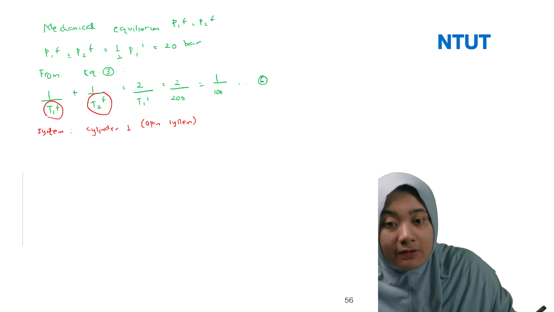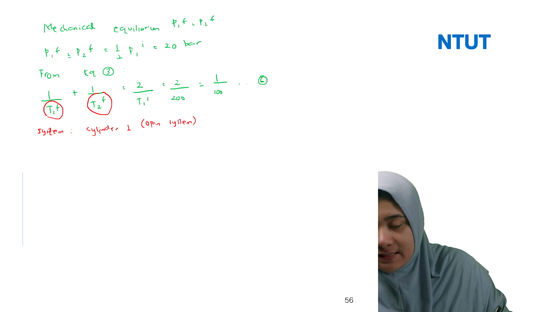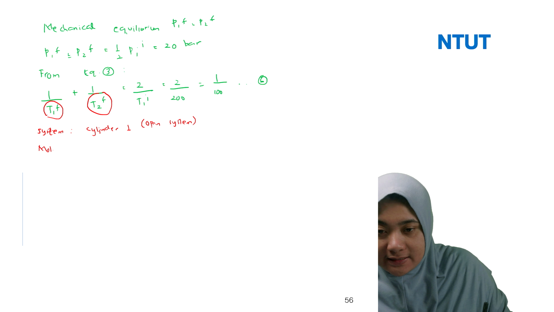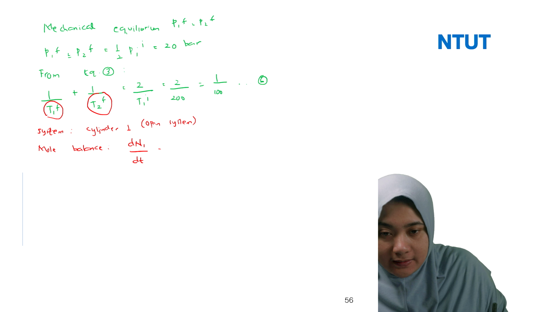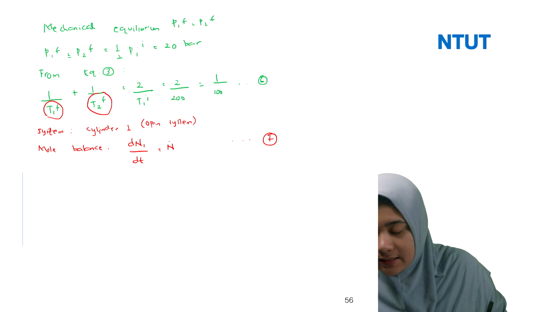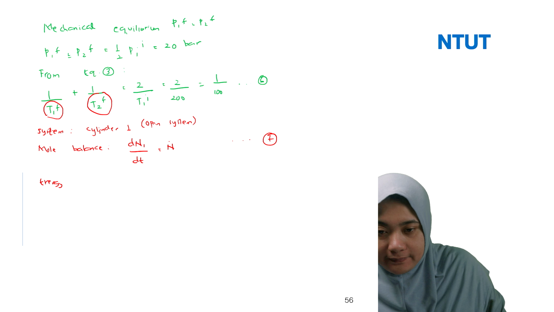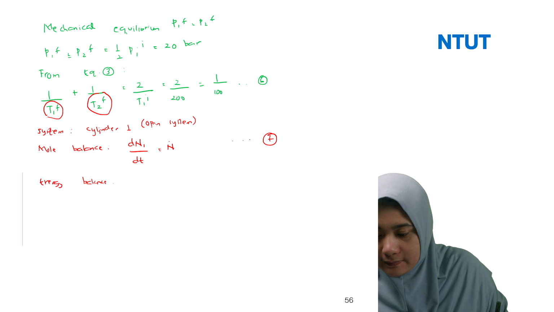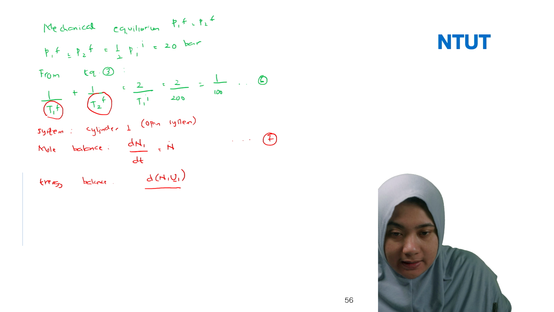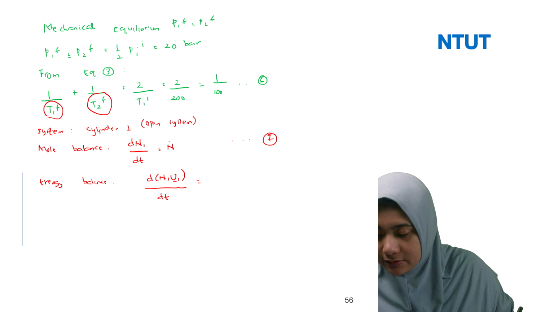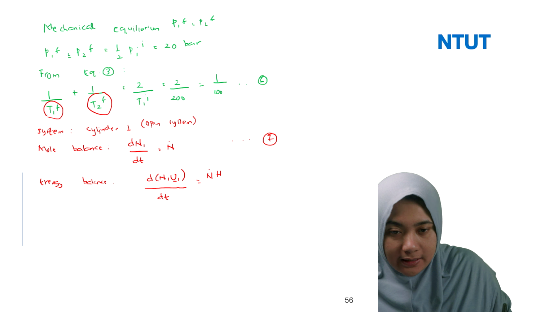because the gas goes out from cylinder 1. So we can take it as an open system and solve the mole balance the same way: dN1 divided by dt equal to N dot. This is equation 7. And then the energy balance the same: d(N1 U1) divided by dt equal to N dot H1. This is equation number 8.